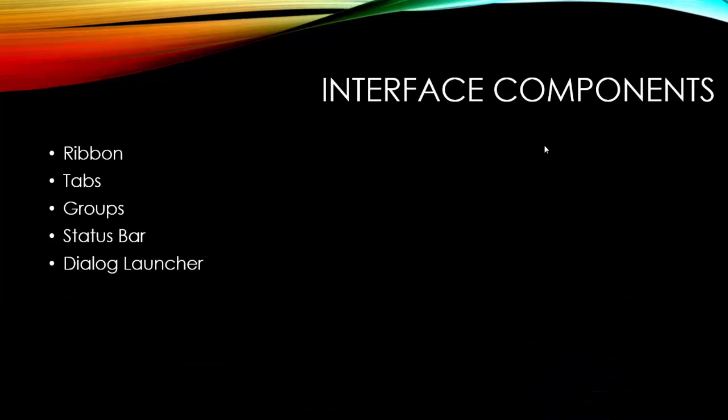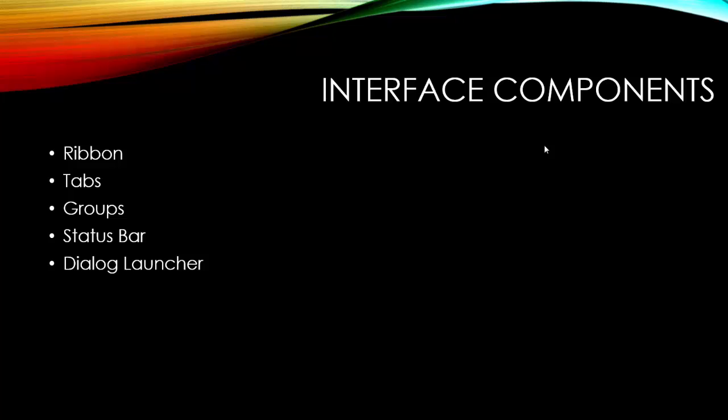The applications in Office 2013 use what's known as the Fluent interface developed by Microsoft when Office 2007 first came out. The components of the main interface are the Ribbon at the top of the screen, which is divided into tabs. The tabs are divided into groups.